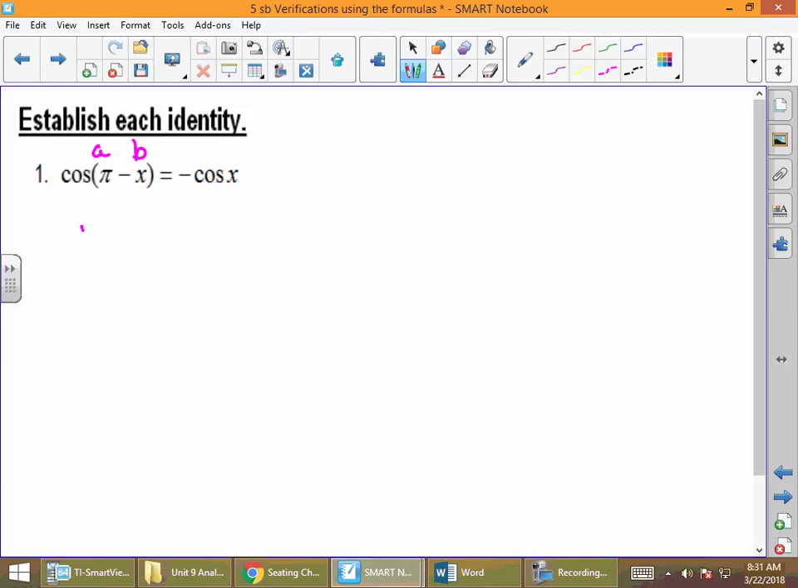It's going to become cosine of pi times cosine of x. In this case, this one is subtracting. So here we're going to add. And then as we complete the rest of the identity, this is going to be sine of pi times sine of x.